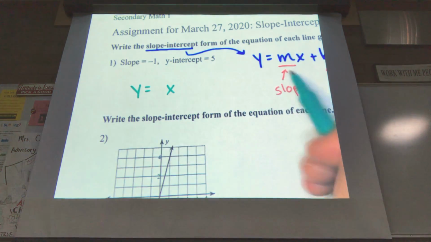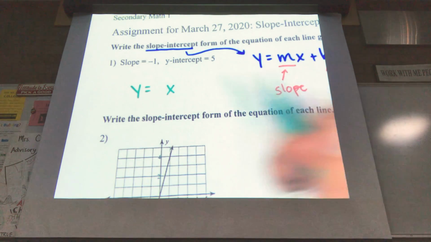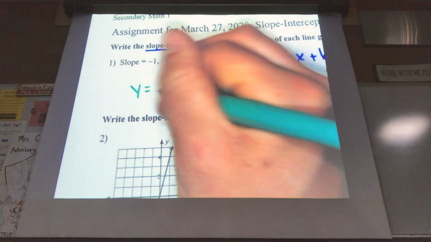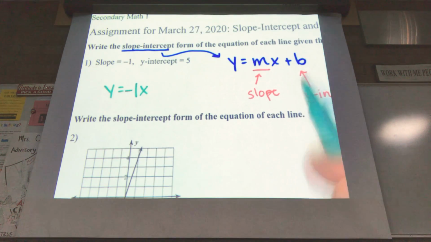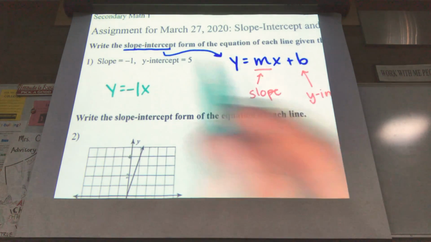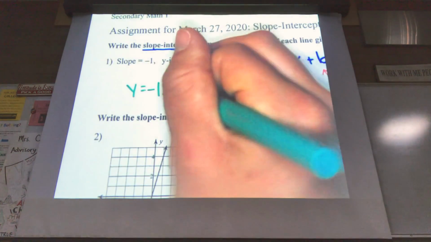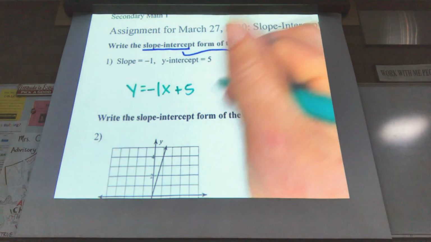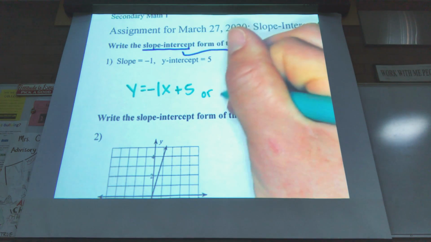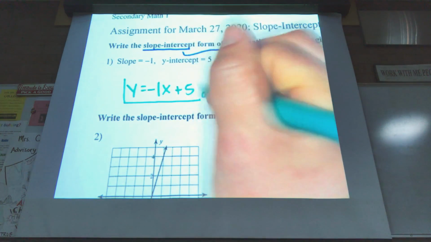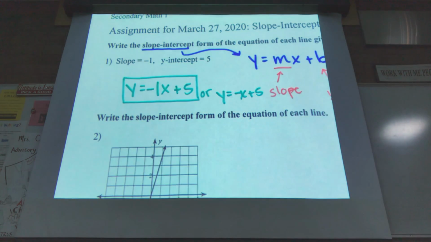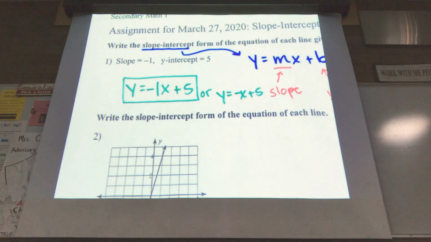Okay, our slope always goes in front of our x, as indicated by the m. Our slope is -1. Don't have to write the 1, you can if you want. Okay, and then our y-intercept is always at the end, plus or minus something. Okay, this is a positive 5, so we do plus 5. Okay, it can also be written y equals -x plus 5. Either of those are okay. Okay, so all we did was just write it in slope-intercept form when given the slope and the y-intercept.